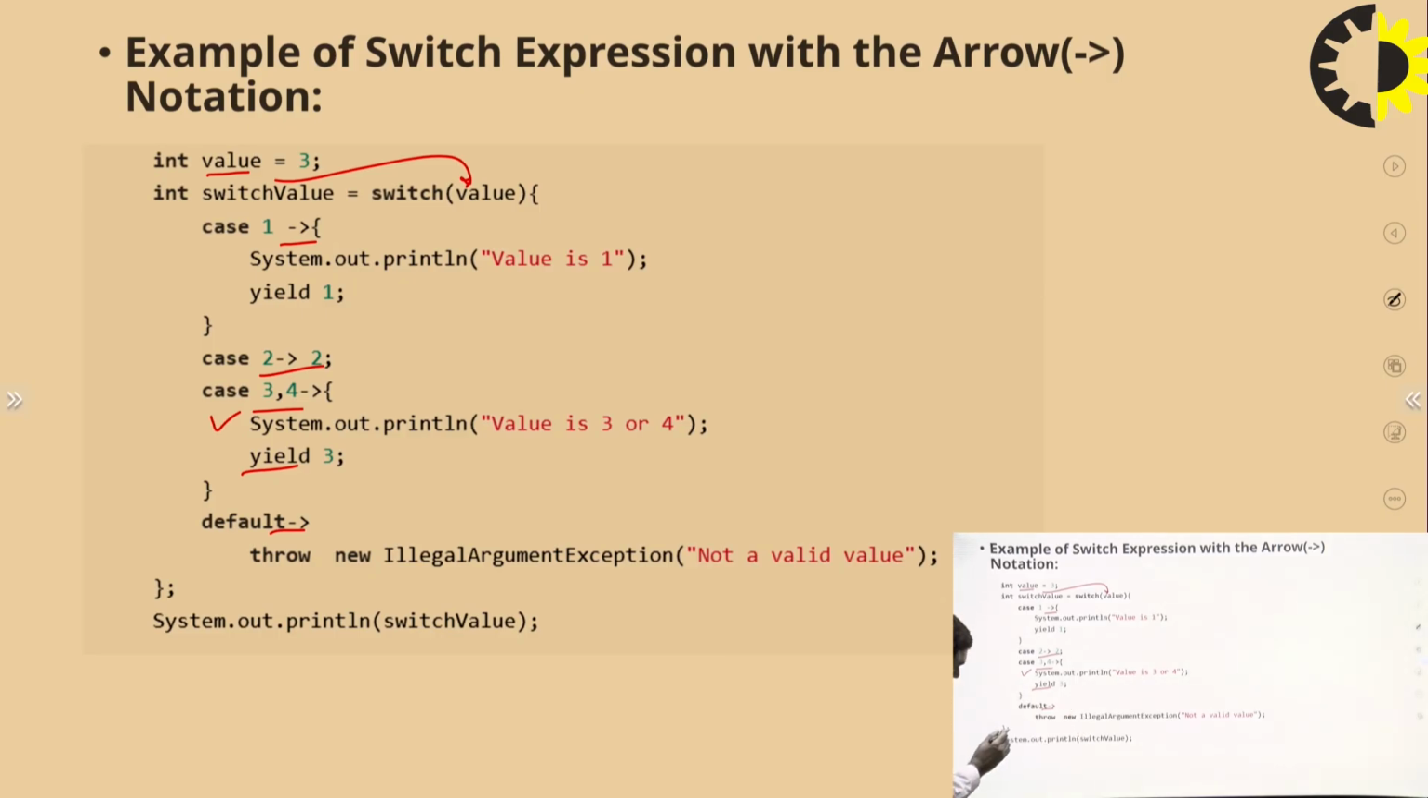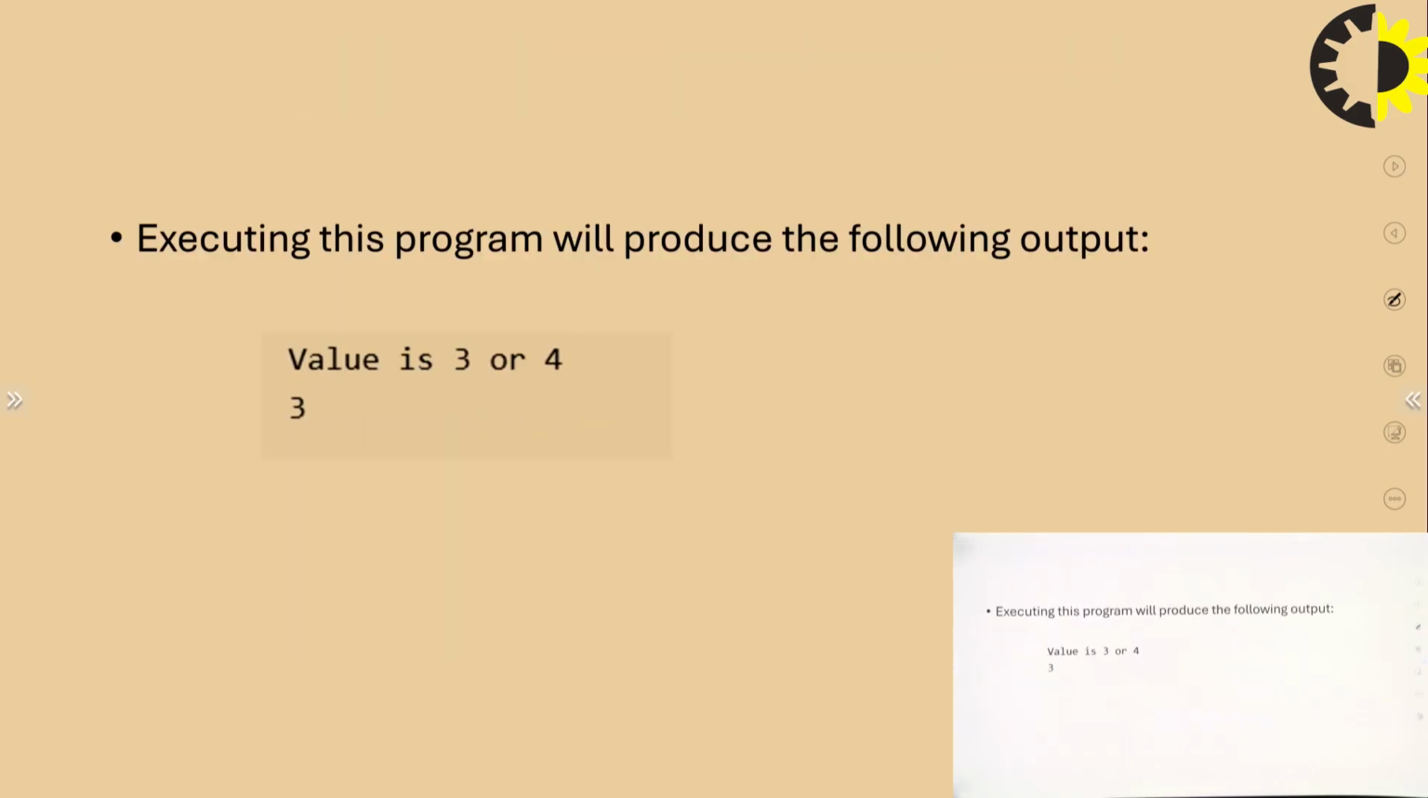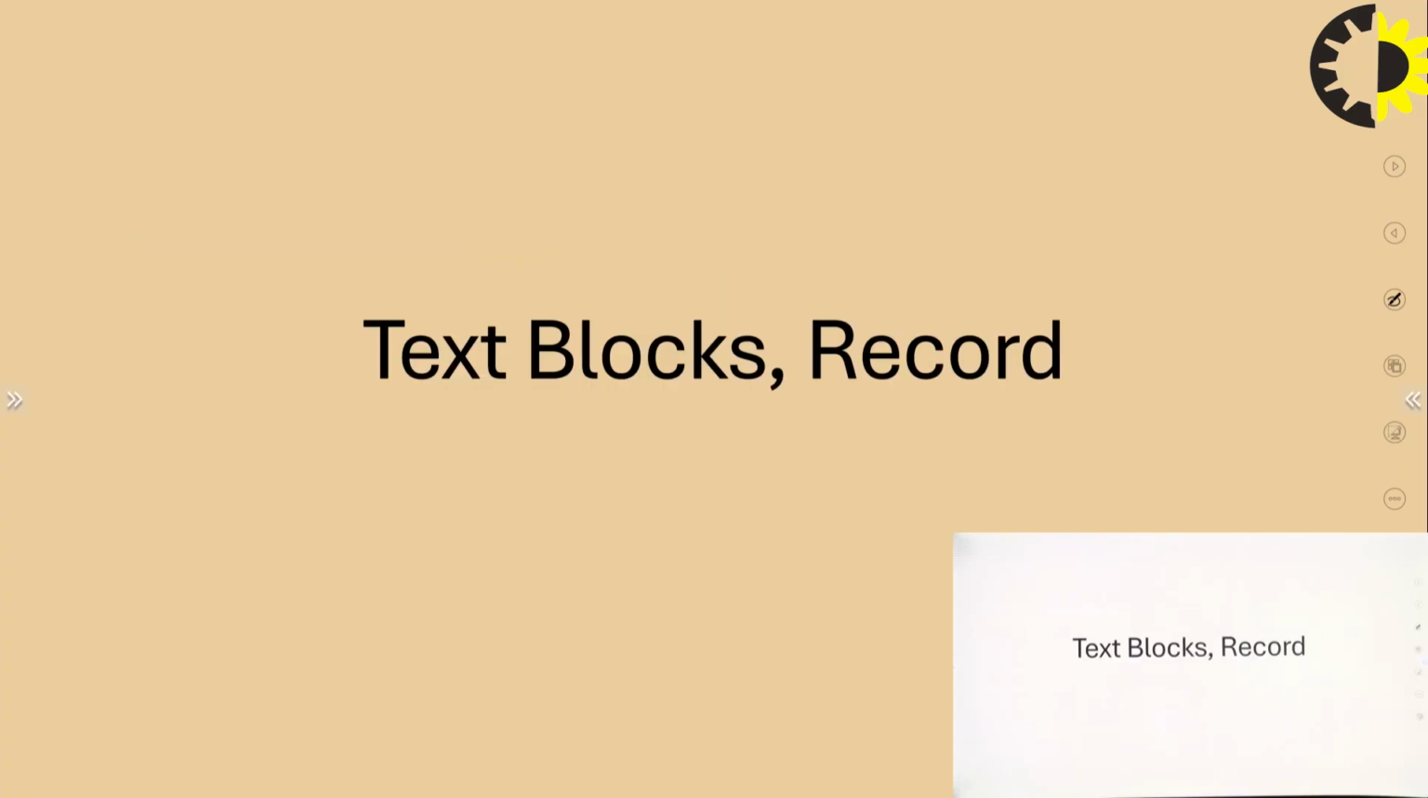And don't forget to put the semicolon here. So, switch expression must be ended with the semicolon. This is the output. Executing this program will produce the following output, value is 3 or 4.